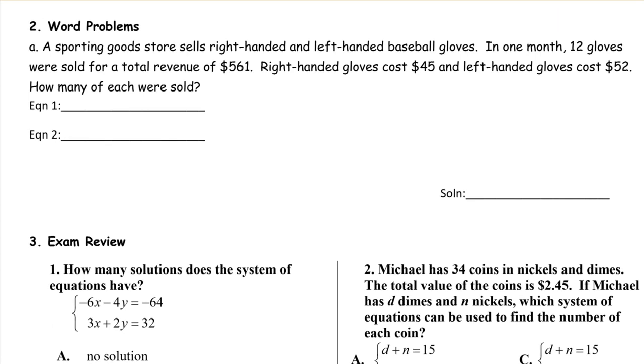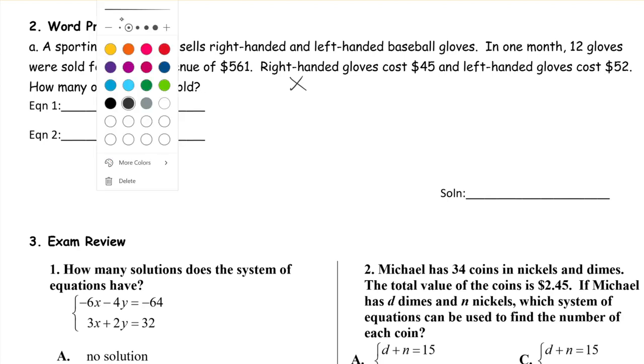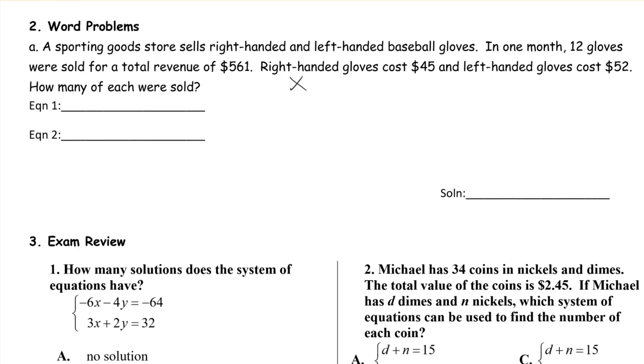Sporting goods store sells right and left-handed baseball gloves. In 1 month, 12 gloves were sold for a total of $561. Right-handed gloves cost $45. We're going to say right-handed gloves are going to be x. And they cost $45. And left-handed gloves, we'll say those are y. And they cost $52.